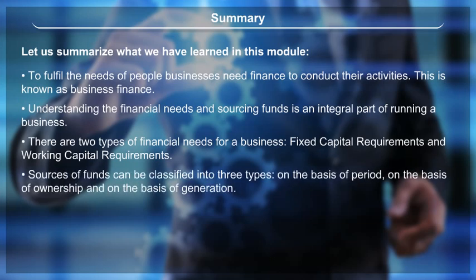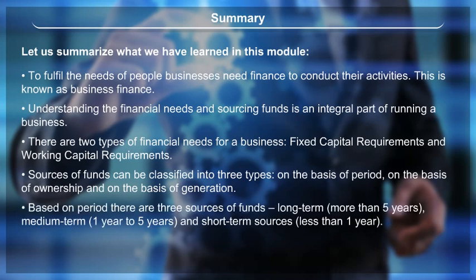Sources of funds can be classified into three types: on the basis of period, on the basis of ownership, and on the basis of generation. Based on period, there are three sources of funds: long term, more than 5 years; medium term, 1 year to 5 years; and short term sources, less than 1 year.